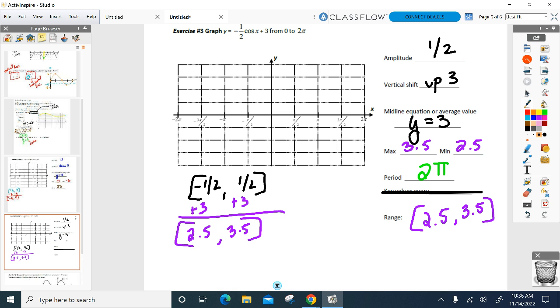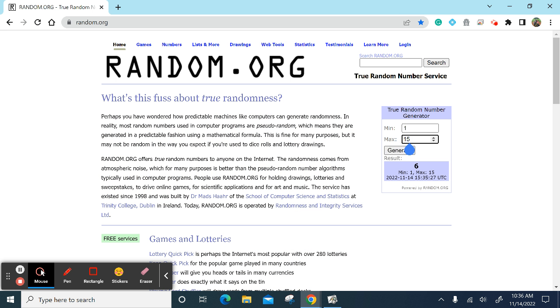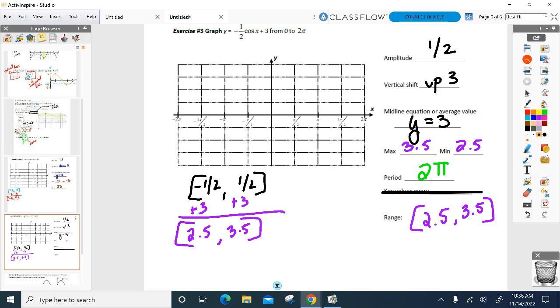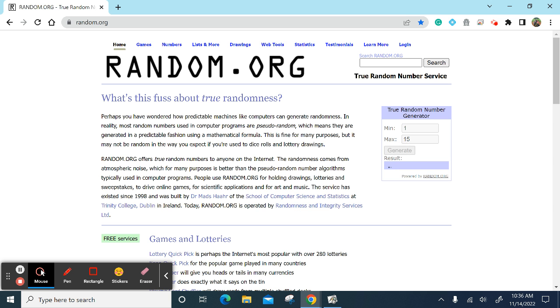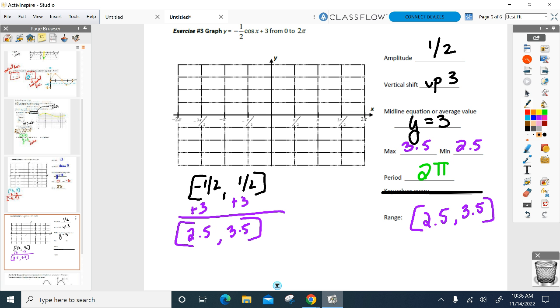Are you ready to graph? Yeah. We're ready to roll. Cosine curve now. Cosine for the first time today. Where does cosine usually start?